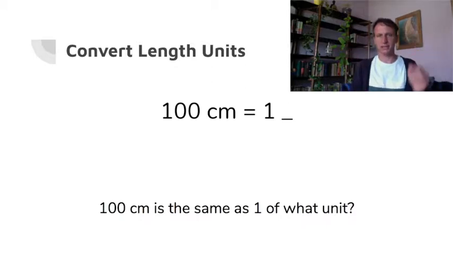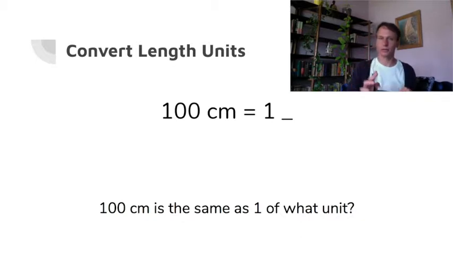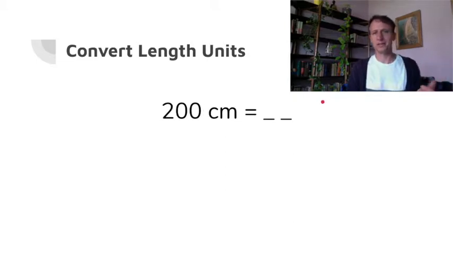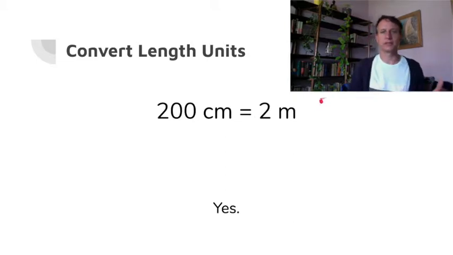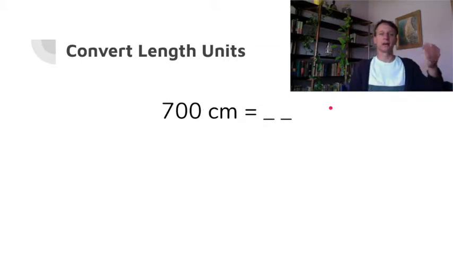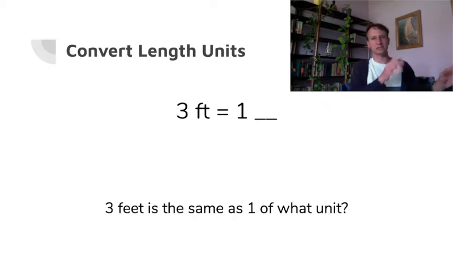Now, remember, we're doing all length here, so we did meters and kilometers. Now we're doing centimeters. Picture that meter stick again. That's 1 meter containing 100 centimeters, just as $1 contains 100 cents. So 1 meter. All right, you know what to do. 200 centimeters equals 2 meters. 300 centimeters, 3 meters. How about 700 centimeters? 7 meters, got it.